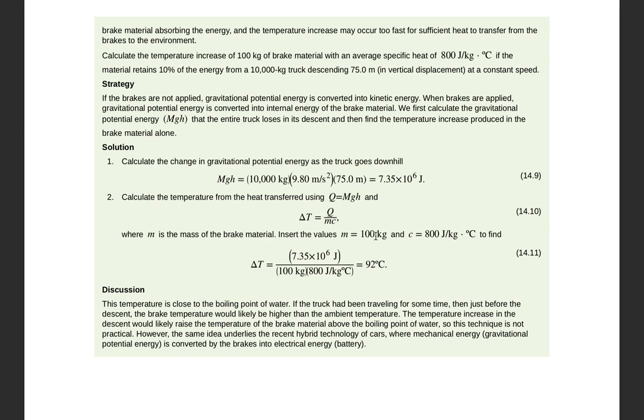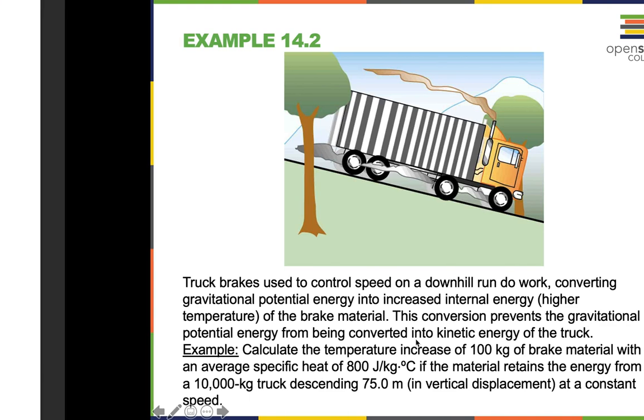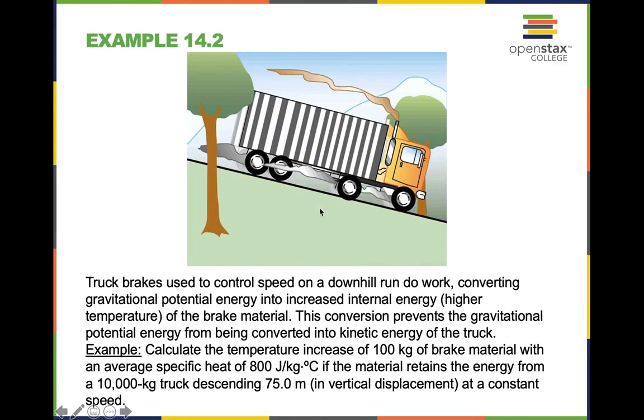So here we have our mass difference would be 100 kilograms, because it says calculate the temperature increase of 100 kilograms of brake material. So we have our M is different from the one up here. We're using the heat transfer that should equal our gravitational potential energy as well. And we know our specific heat, 800 joules per kilogram times degree C. So you put all that together and you get 92 degrees Celsius. That's the temperature of the brake material on a descending truck. So it gets pretty hot up there.